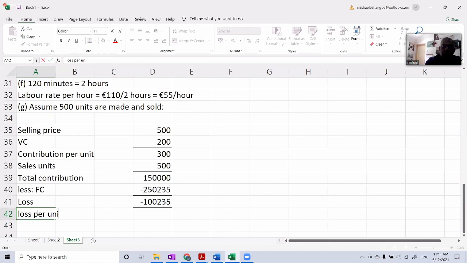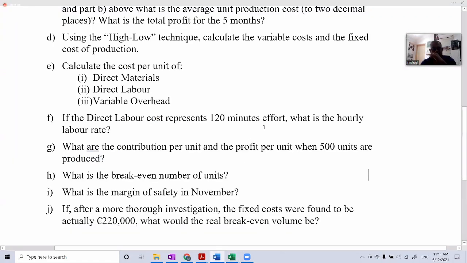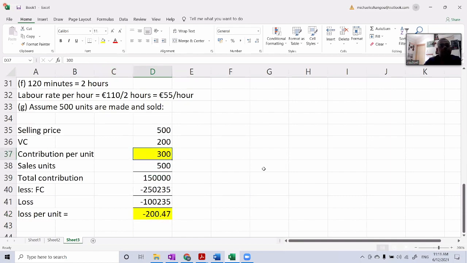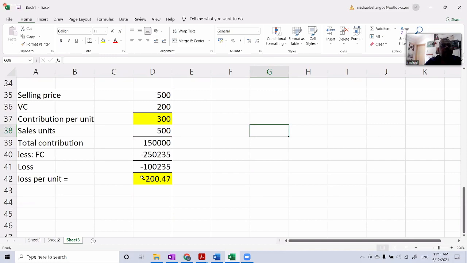So loss per unit. The question is tricky because the question said profit per unit, but at 500 units, you don't make a profit, yeah? So that would be approximately 100 per unit. This is your answer. That's your answer. Right?